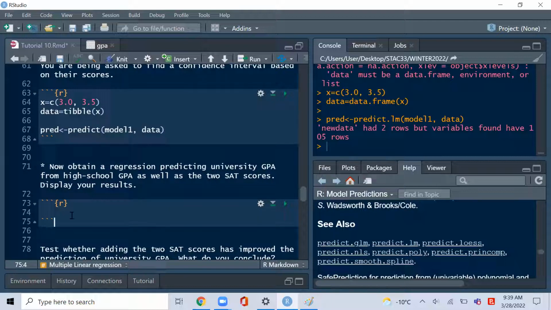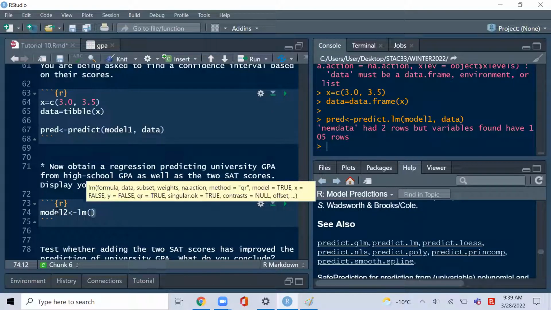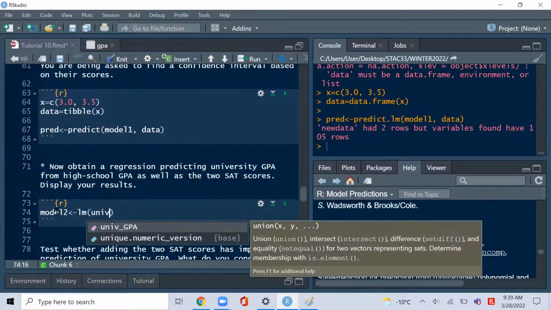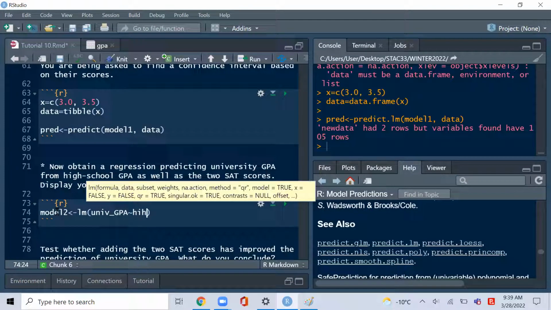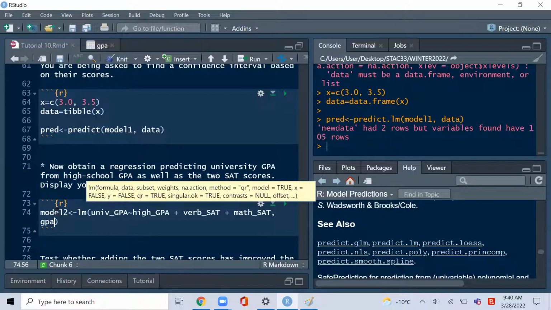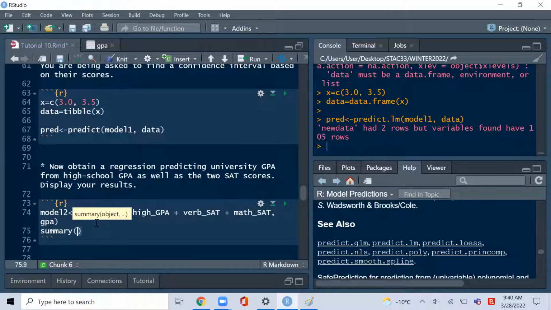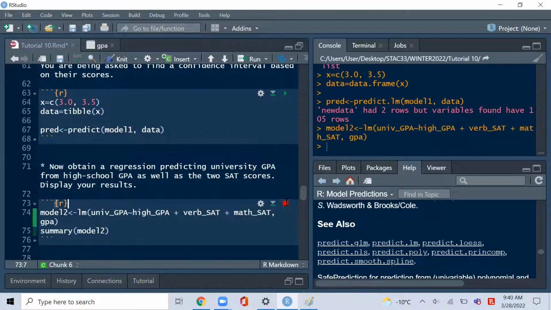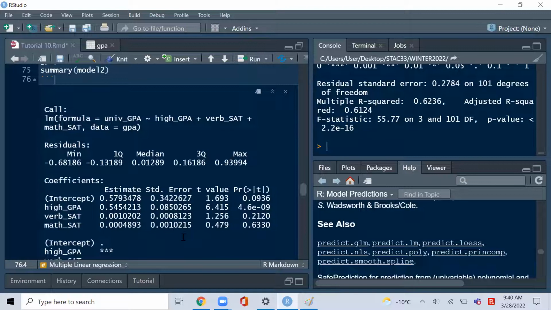Now we're doing MLR, and you will see that when you include more things in your model, you have to check what happens to the standard errors, because sometimes they tell you if things are going wrong. So if I add in everything, so high school GPA plus, let's say, verbal SAT plus math SAT, you'll see that the standard error actually increases for the high school GPA.